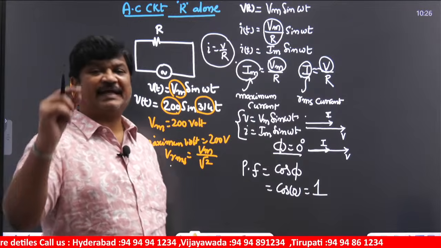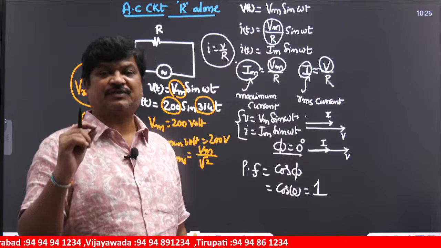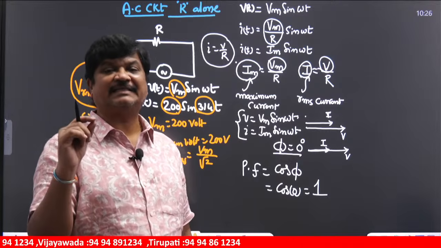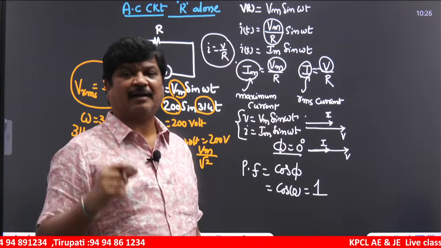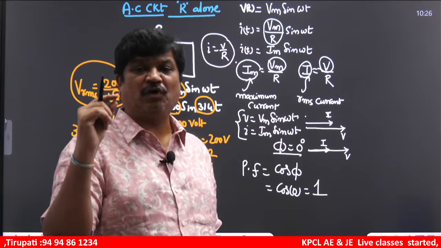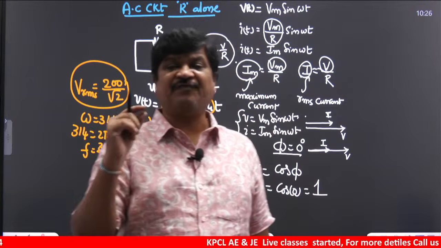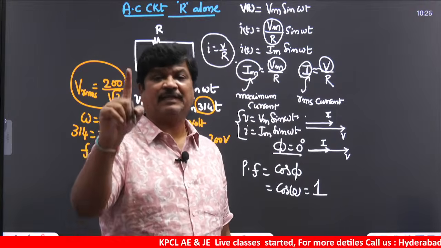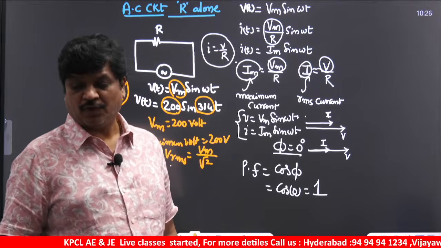In a pure resistive circuit, the current is given by I is equal to V by R. The angle between voltage and current is 0 degrees. Power factor is maximum, that is equal to unity.